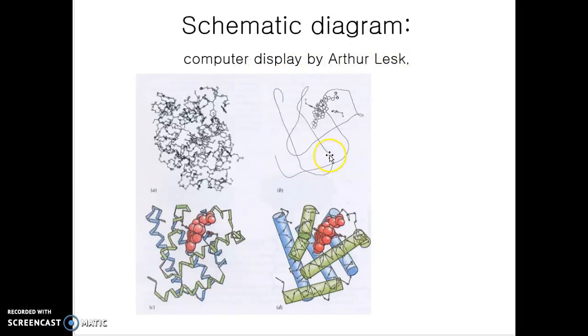B is oversimplified. You just trace the main chain roughly with heme. You can see clearly where the heme, the cofactor, is positioned in the overall structure. In C and D, the main chains are more elaborated. You can trace. Even in D, you can see clearly the alpha helix by the column shape.